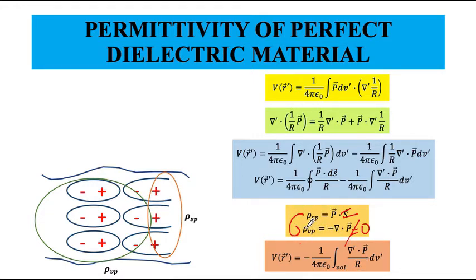So if I absorb rho Sp into rho Vp, now from this potential you could find out what the electric field is. So you would find out what the electric field is.